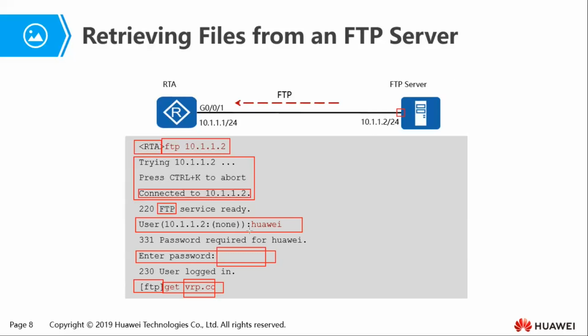So the name and the location of the file should now be entered after the command get. So get vrp.cc.